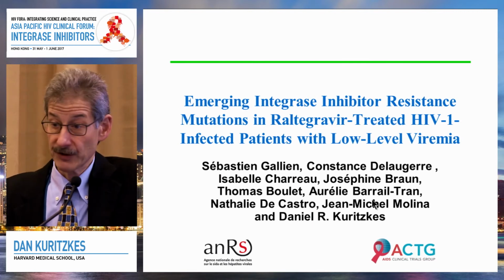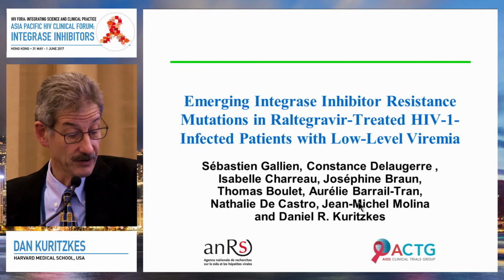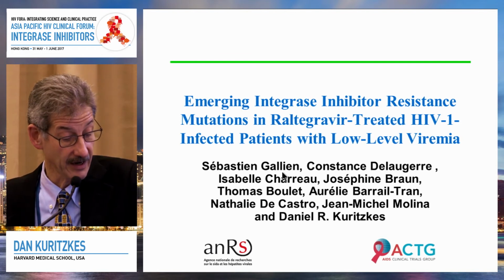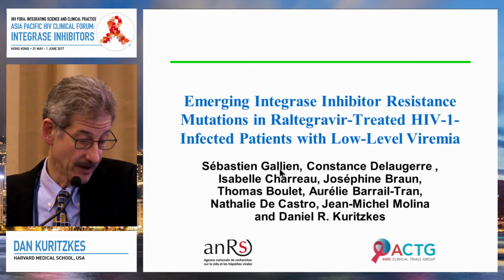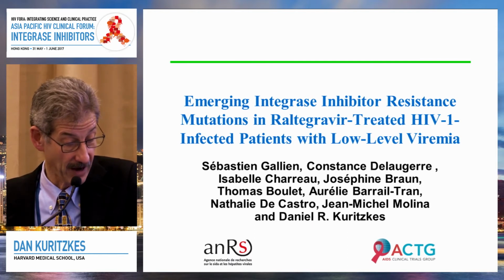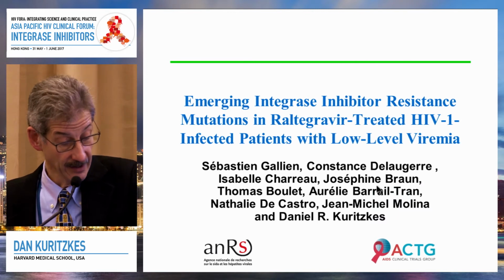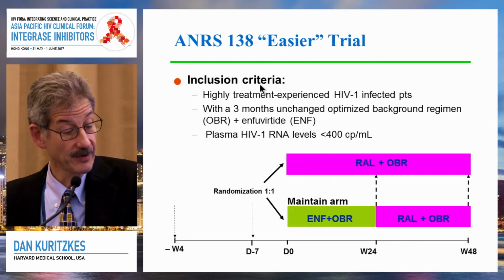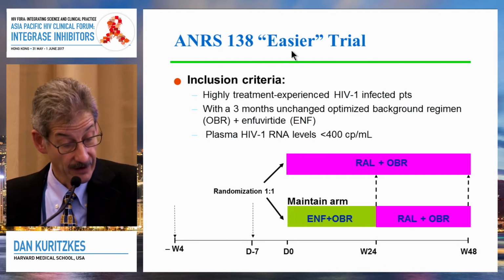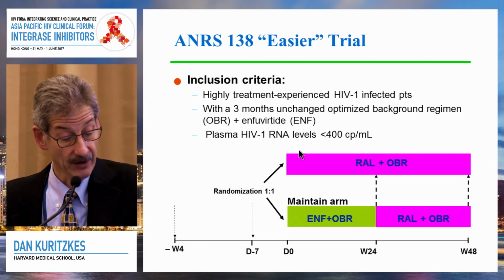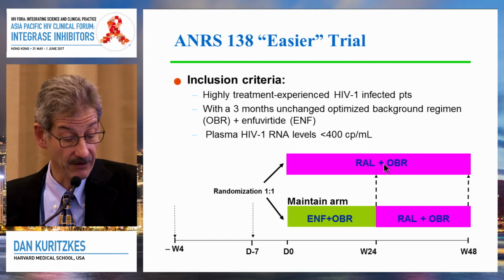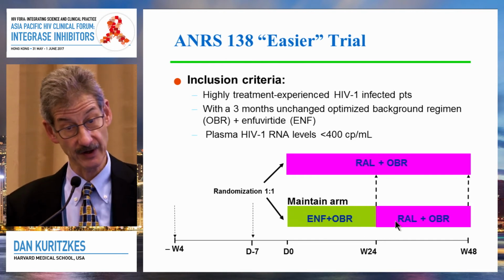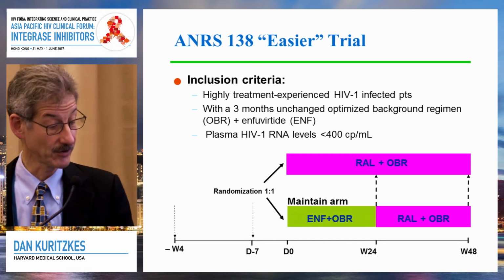We also looked at the emergence of integrase inhibitor resistance mutations in patients with low-level viremia. And this was the work of Sébastien Gallien, who at the time was a visiting fellow in our lab from Paris, working with Constance Delogère and Jean-Michel Molina. And we looked at samples from the ANRS Easier trial. This was a study that looked at raltegravir and optimized background therapy in patients and compared it to the use of enfuvirtide, and then switched everybody over to raltegravir. This study was done at the dawn of the integrase inhibitor era.